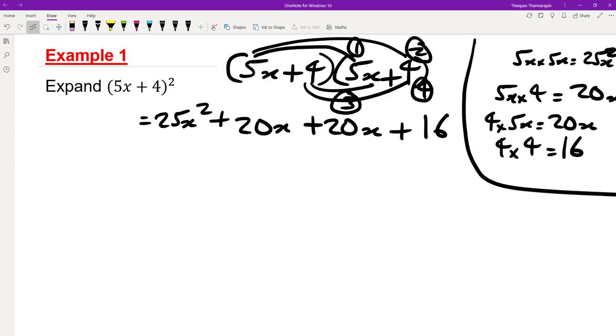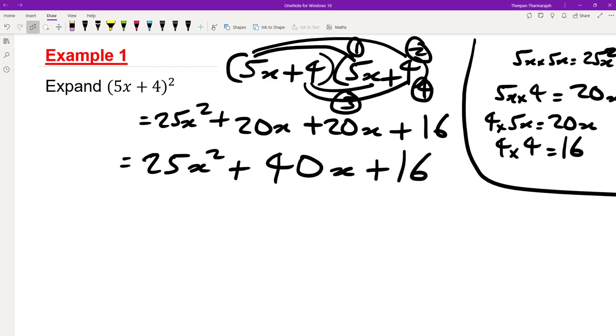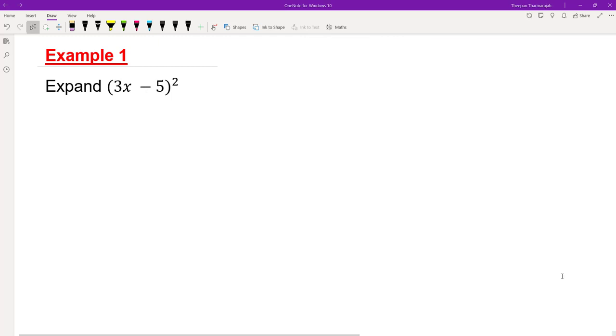So we end up with 25x squared. 20x plus 20x is 40x. And then we get plus 16. Here's a question for you to try. You can pause the video, and when you're done, I will go through my worked solution.